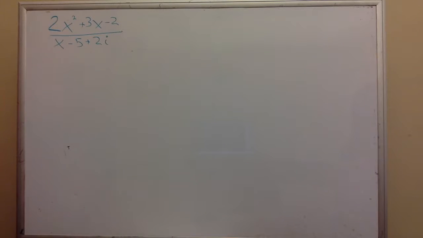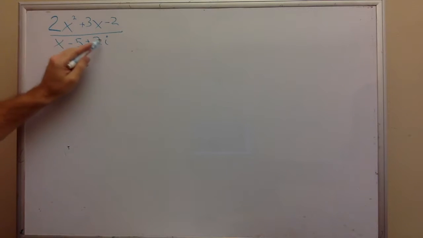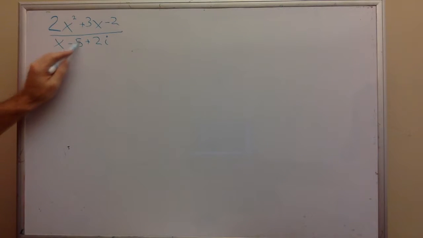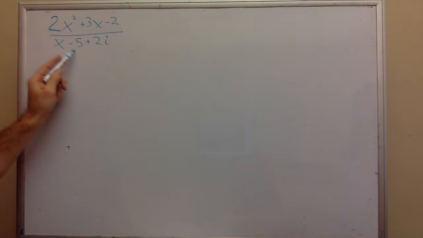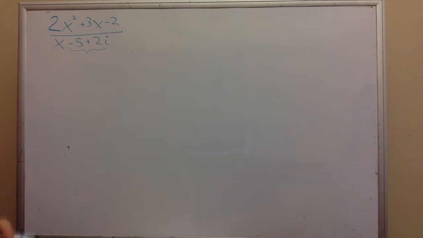All right, for our last problem, we have 2x squared plus 3x minus 2 divided by x minus 5 plus 2i. Now the thing to note here is that this is linear. All this piece is a constant. These two parts together make one constant complex number. Okay, so those function together. It's going to be important to remember that.